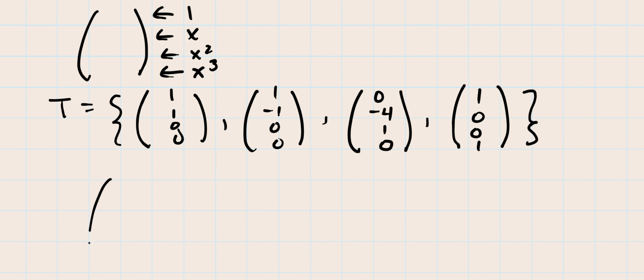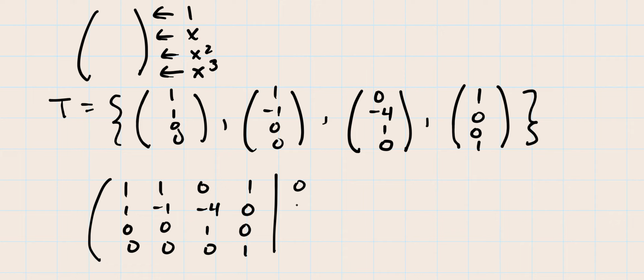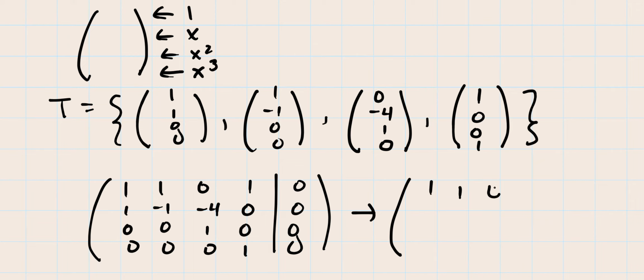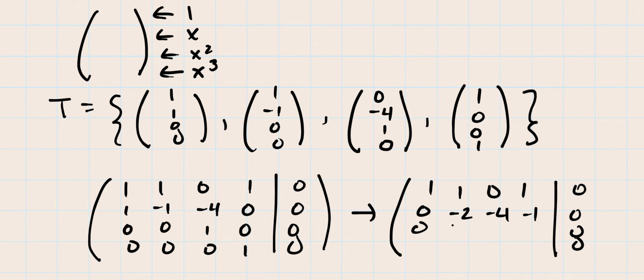So I can put them in a matrix: 1, 1, 0, 0, 1, negative 1, 0, 0, 0, negative 4, 1, 0, 1, 0, 0, 1. Get this matrix in reduced row echelon form. Subtract row 1 from row 2. So this is 0, -2, 0, 0, and so on. Here I have a pivot, and that will zero this one out. So I can put a 0 here.